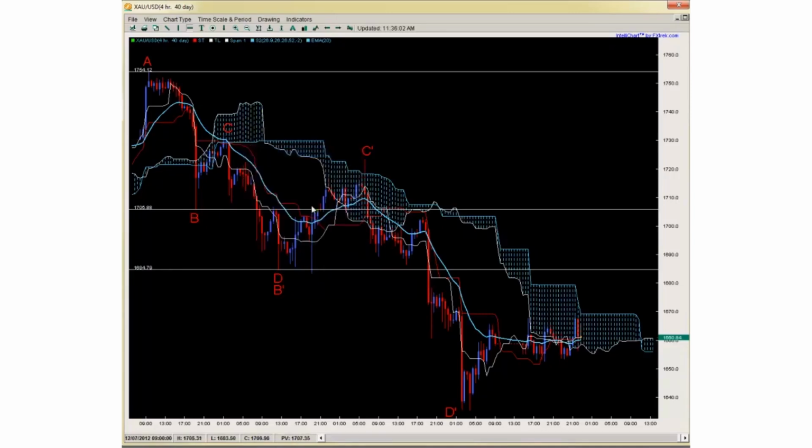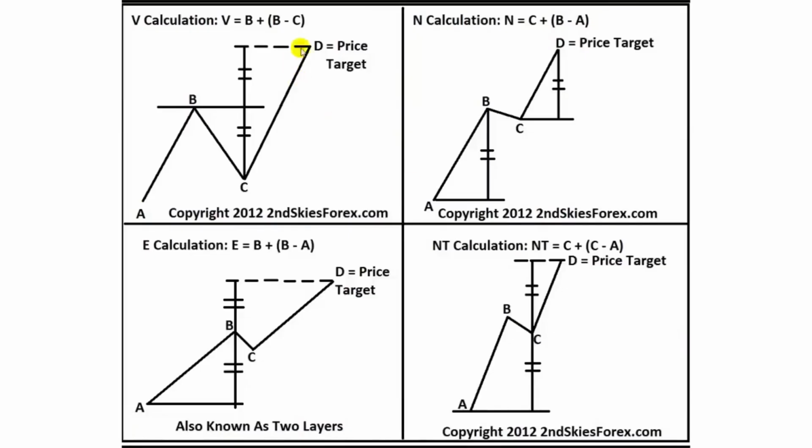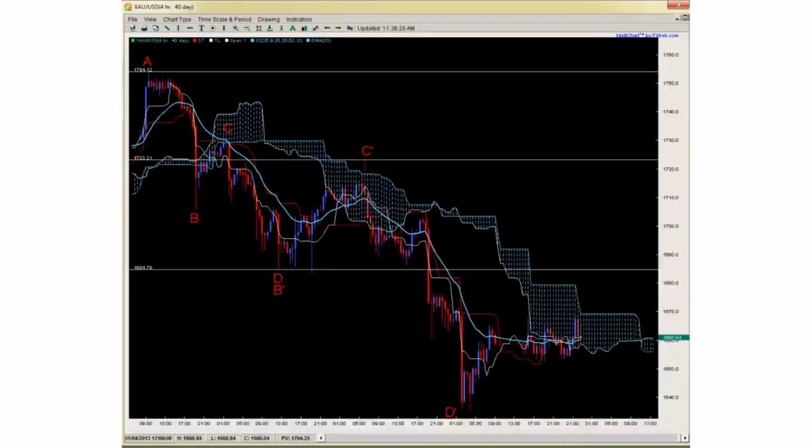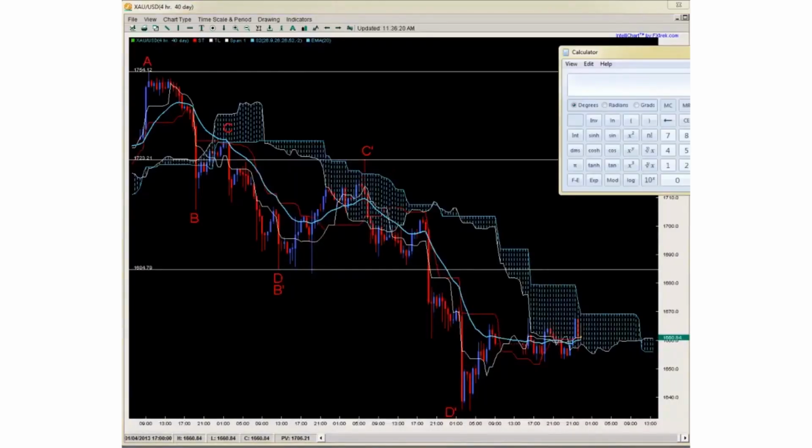And if I delete this out and look at the larger wave structure, we're going to do this: A to B prime to C prime to D prime. So let me mark the C prime. And again, this is the same calculation. Why? We're doing a V calculation because it's a 50% or greater retracement. Anytime we retrace half or more of the move, we have to do a V calculation. So going back real quick, V calculation: subtract C from B, and then subtract that value from B. So let's do this again.